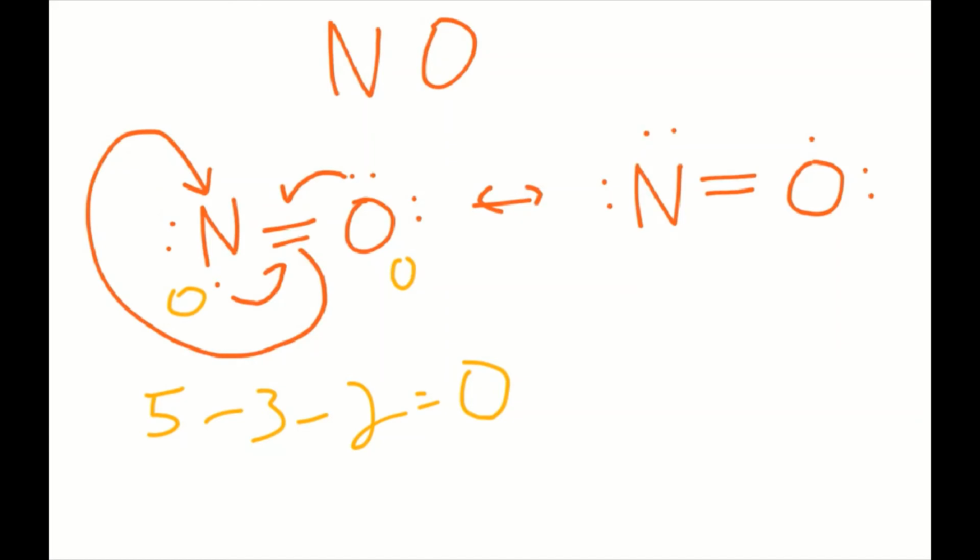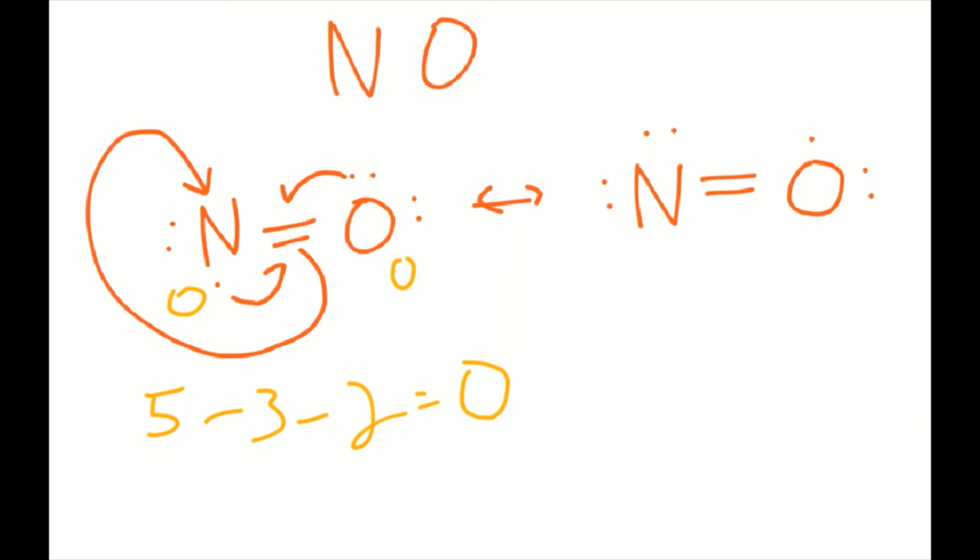And how did I know that oxygen had a formal charge of 0? Well, remember, the sum of the formal charges adds up to the charge of the compound. Since the compound is neutral, if this is 0, then this must be 0, because 0 plus 0 is 0, which is neutral.